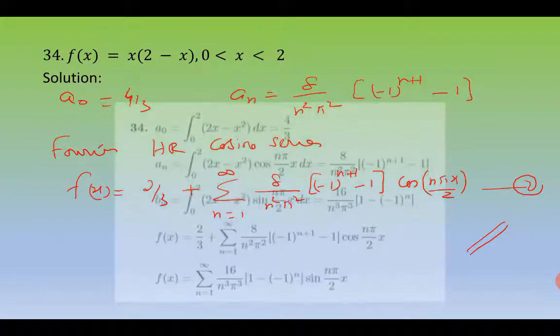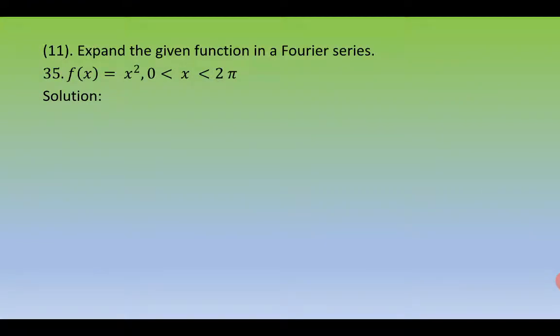There is one more problem we should solve, this one, number 35. Expand the given function in Fourier series, not a half range series. This is a full range series. What is p? The given interval is 0 to 2 pi, therefore p should be half the range, pi.